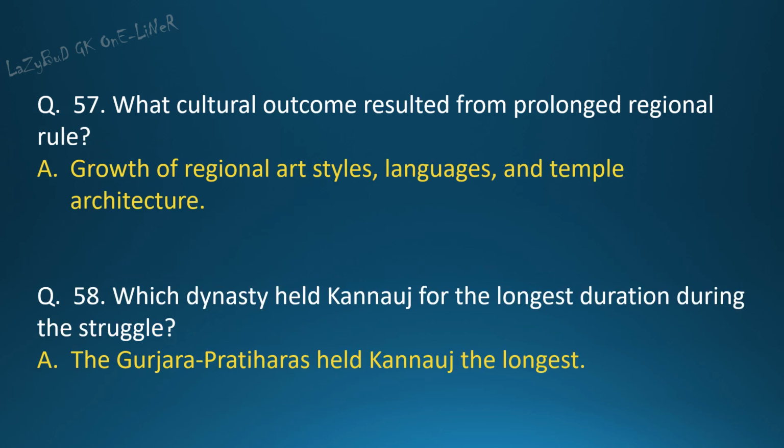Question 57. What cultural outcome resulted from prolonged regional rule? Answer. Growth of regional art styles, languages, and temple architecture. Question 58. Which dynasty held Kannauj for the longest duration during the struggle? Answer. The Gurjara Pratiharas held Kannauj the longest.